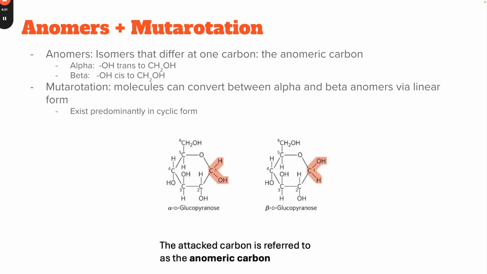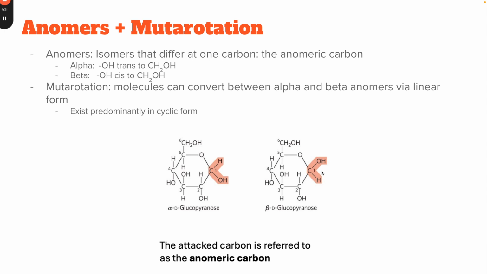Okay, nice. So we have anomers and mutarotation. Anomers are isomers that differ at 1 carbon, more specifically the anomeric carbon. Here we have an alpha anomer because the OH is trans to the CH2OH group. That's really important. That's how you define an anomer: if the OH on the anomeric carbon is trans to this carbon number 6 CH2OH group, it's alpha. And then for beta, they're cis.